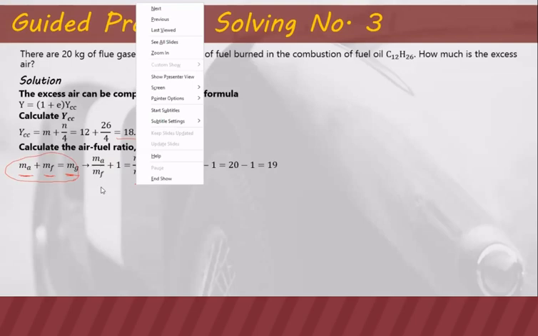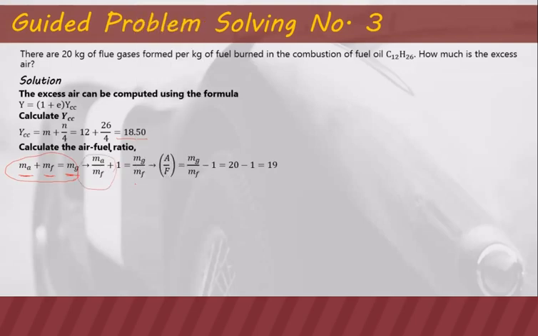So we can get from this the air-fuel ratio, since we already have the mass of gas per 1 kilogram of fuel, that is 20. So substituting, our air-fuel ratio is just equal to mass of the gas over fuel minus 1. That's 20 minus 1. That's why we have an air-fuel ratio of 19. So our air-fuel ratio is equal to 19.